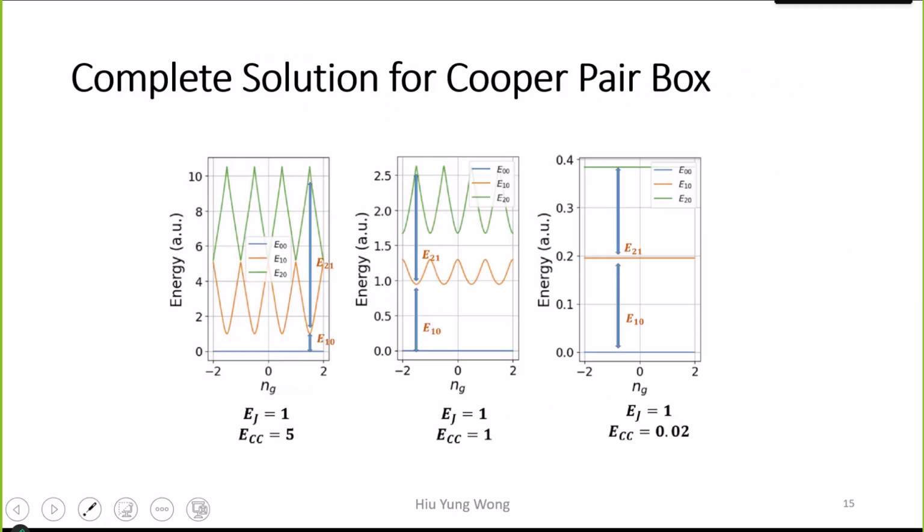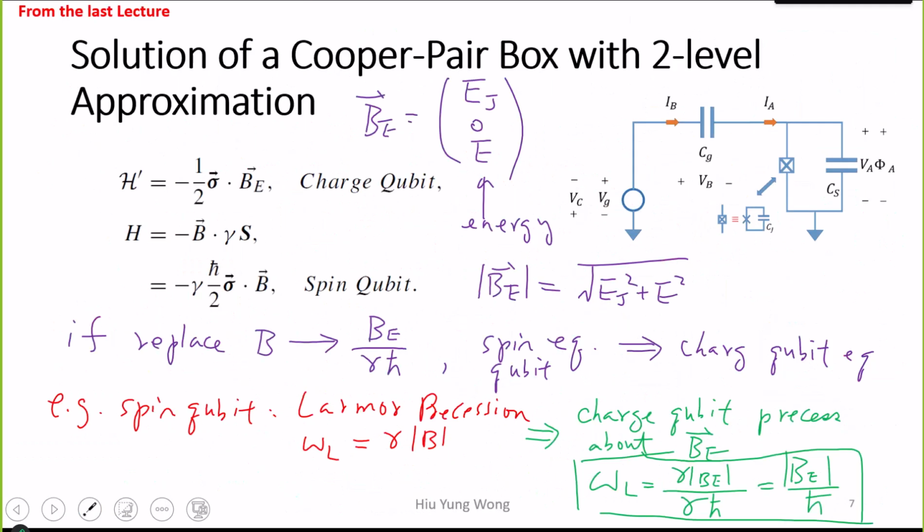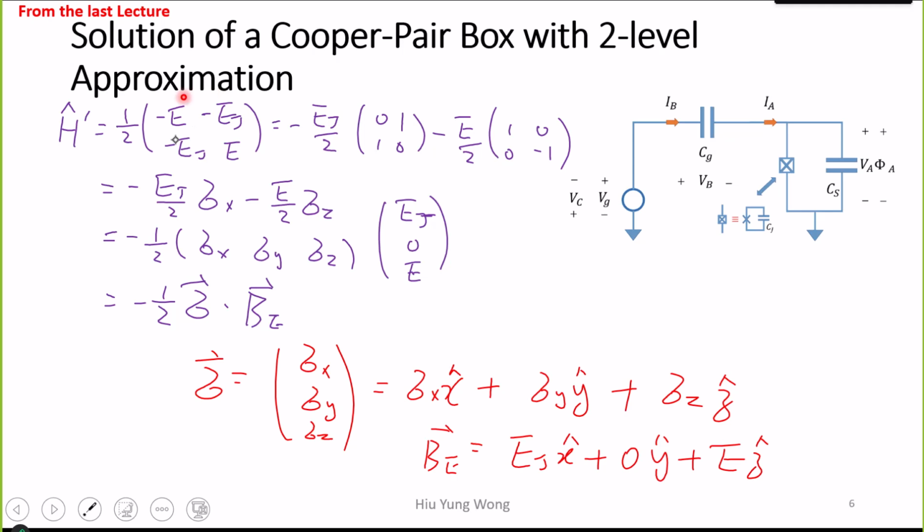Popular qubit now in the community, right? So what is that? Now, we have been working on the Cooper pair box, and I only limit it to 2 levels, and that's why we had this equation when we limit it to 2 levels. And these 2 levels are n equal to 0 and n equal to 1.